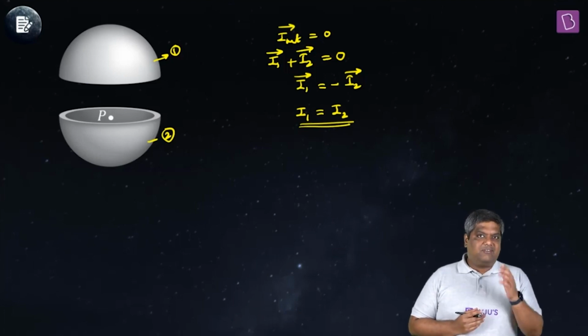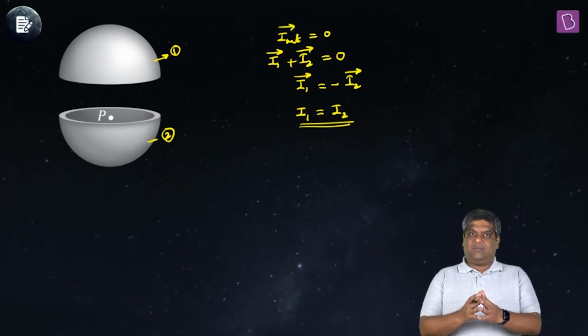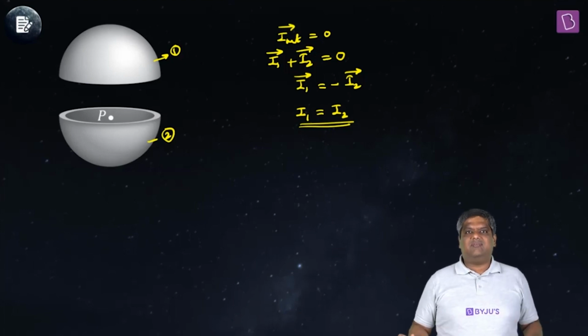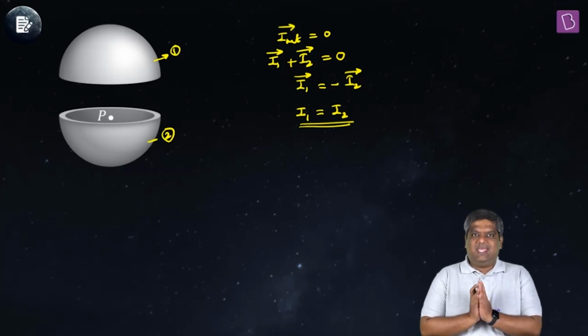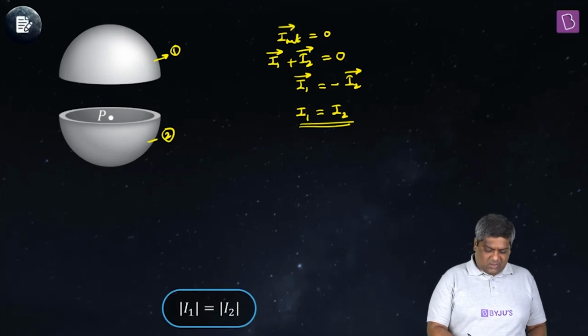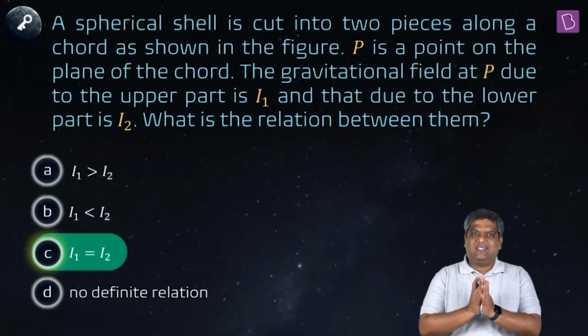Only then will the field inside a shell be 0, which is a requirement because that's a very well-defined result in gravitation. The net gravitational field inside a shell is always 0, at all points inside the shell. So that's the required answer. The two magnitudes must be equal. So which is the option that agrees with this result? Yes, it is option C.